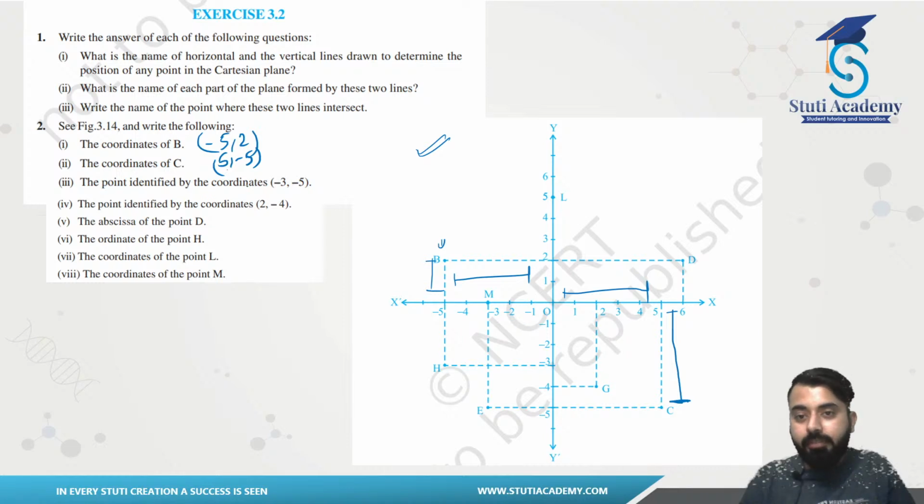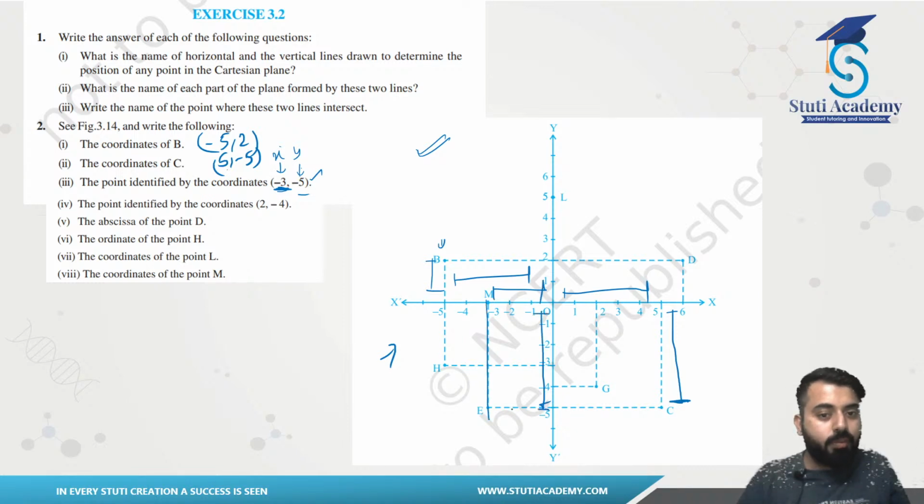Now the point identified by the coordinates minus 3 comma 5. You see, the value of x is negative and the value of y is positive, so it should be lying in your second quadrant. So one of these two points, H and D, will have that coordinate. The horizontal distance should be negative 3 and the vertical distance will be 5. Horizontal 3, vertical 5, so it will be this one. That means our point will be this one. I hope you guys understand this.